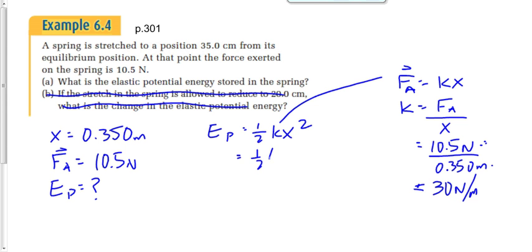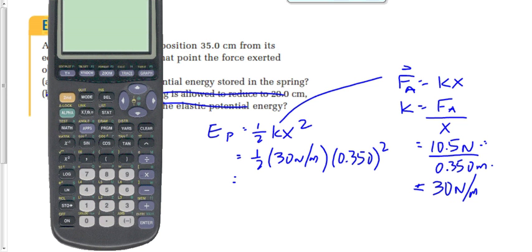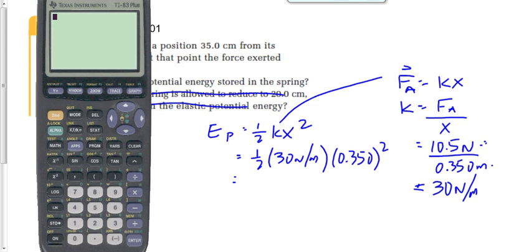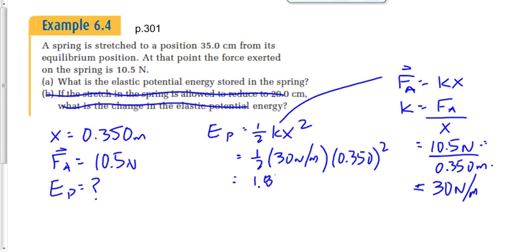So we're going to say 1/2 of 30 newtons per meter times 0.350 squared. 0.5 times 30 times 0.35 squared gives me 1.8375. And the units for that would be joules. We're going to round that to 3 digits, 1.84 joules.